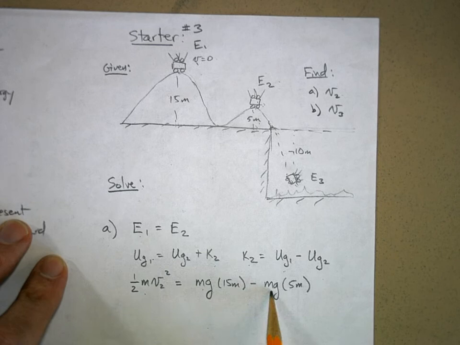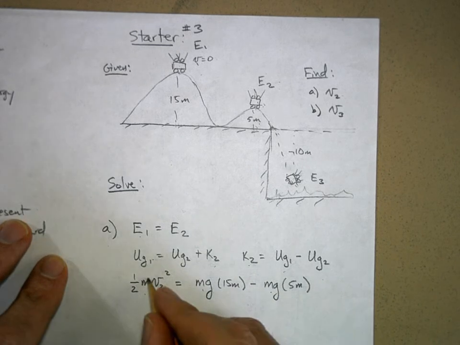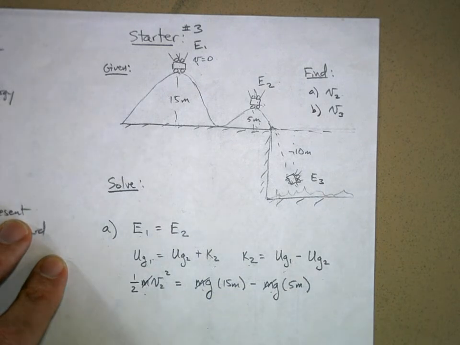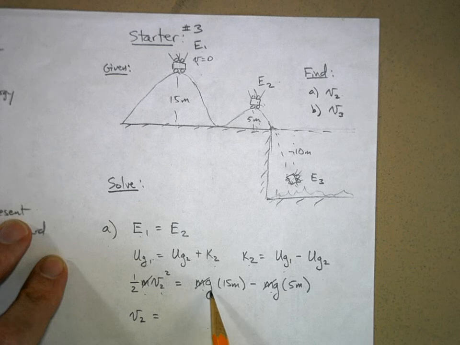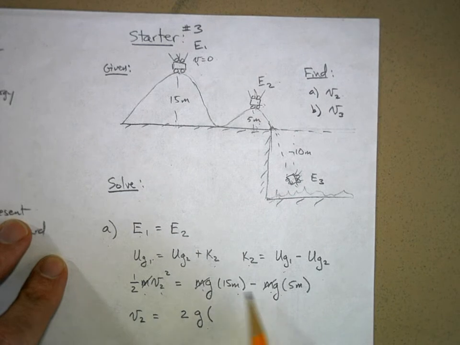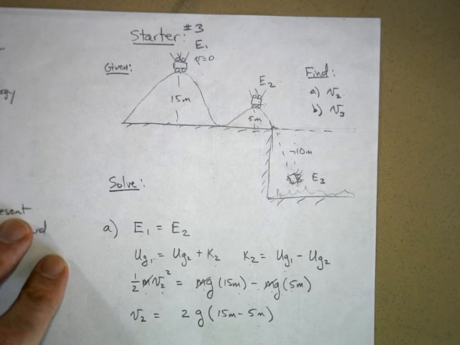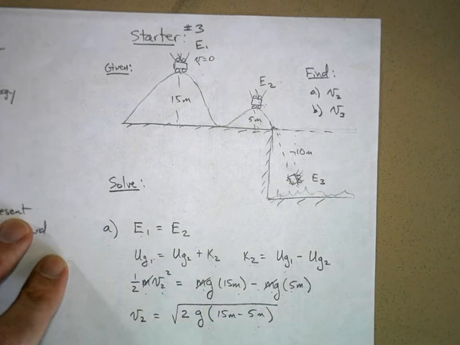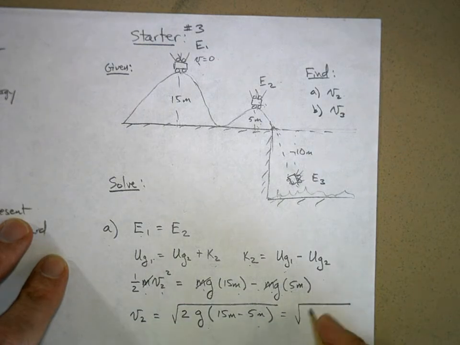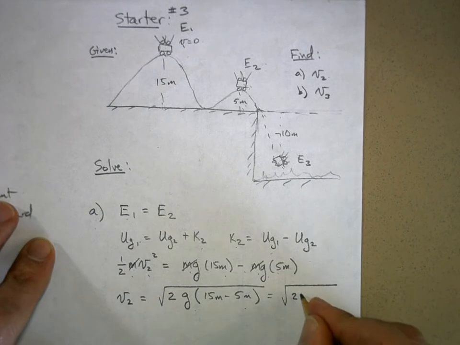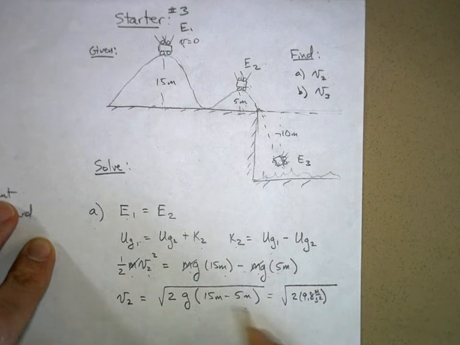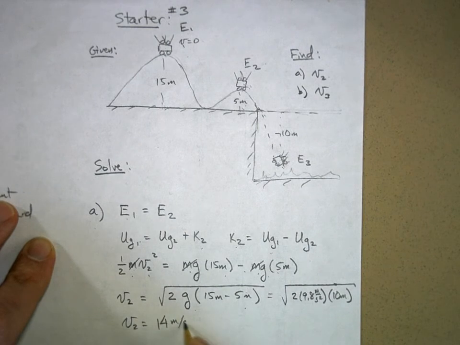Now notice that in each term I have the mass, so I can cancel it out. I can divide both sides by the mass. And now I can just solve for V2. Let's factor the g out. We're going to multiply by 2, multiply by g, and then we're going to have 15 minus 5. And really this is my change in height. And I'm going to take the square root. So V2 is the square root of 2 times 9.8 meters per second squared times 10 meters. And I believe when you do that, you get 14 meters per second. Is that right?